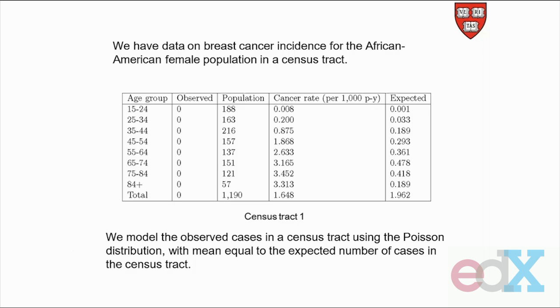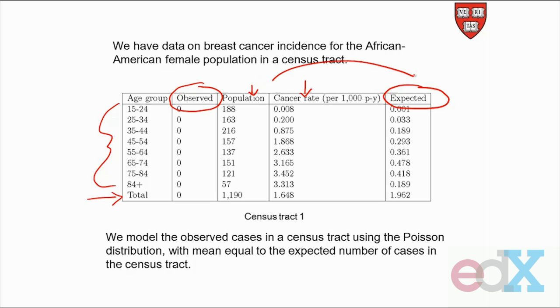The data we're looking at is breast cancer incidence data for the African American female population in the census tract from Los Angeles County, California. You can see in this table we've broken it down by age groups so that you can see how the standardization procedure took place. But what we're really interested in is this total column. We're interested in the total number of observed breast cancer cases, and in comparing that observed to the expected number of cases. To calculate the expected cases, we use the population and the cancer rate per 1,000 person years. So we just use these two columns in standardization to calculate the expected cancer rates.